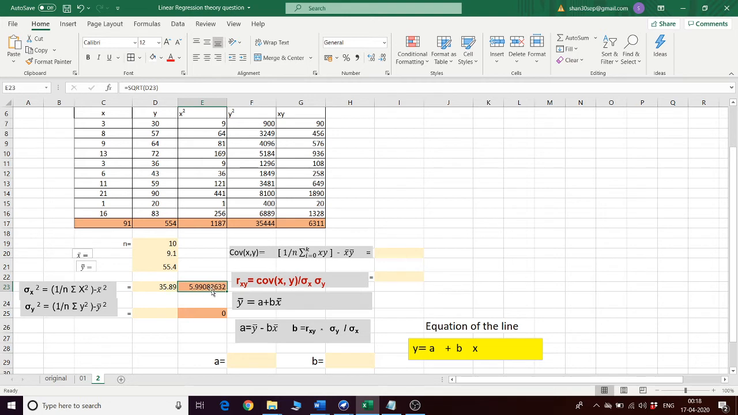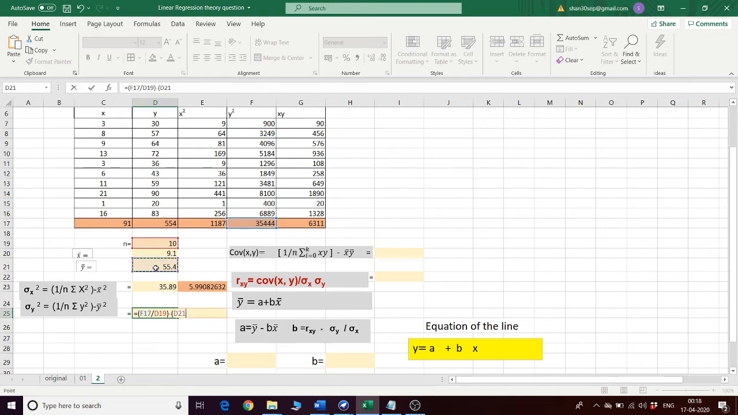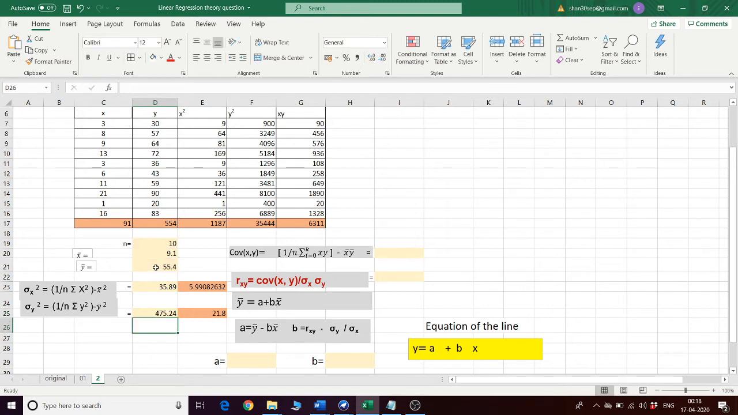So the square root of this value is this. So again, to find out this, y square is over here, divided by the count, minus the mean of y, the square of it. So square root. Okay, so we've got the standard deviation of x and y both.